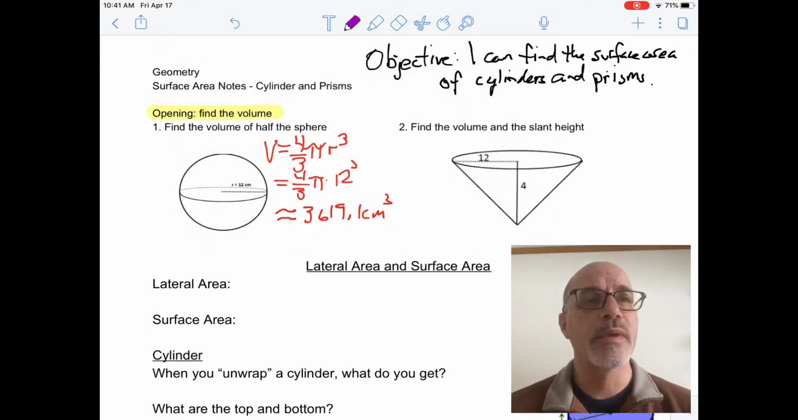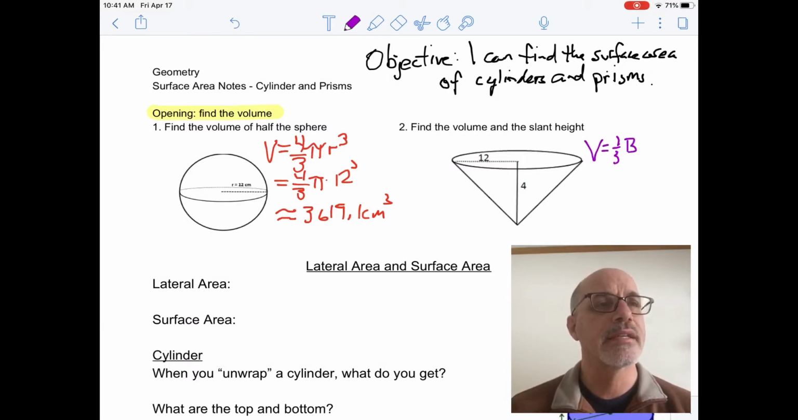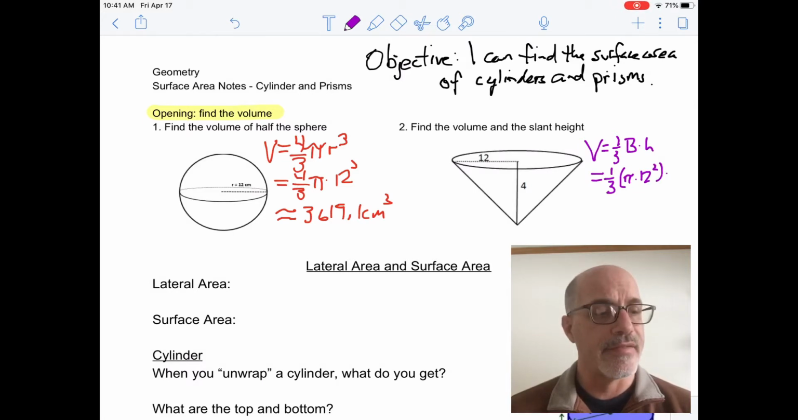Now, let's try looking at the cone next, and in doing a cone, I want to do both the volume and the slant height. So let's start with the volume. Volume is 1/3 times the base times the height. The base of this is a circle, so we're going to insert the 12 into our radius. So we have pi times 12 squared for the area of the base, and then the height of this is equal to 4. If we were to simplify that, we would get 603.2, and there's no units on this, so we leave it alone.